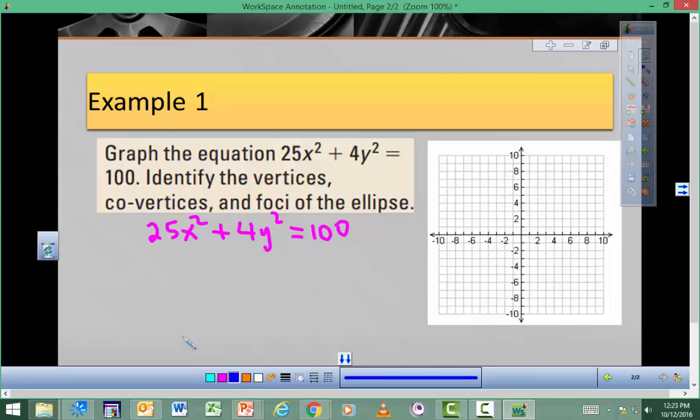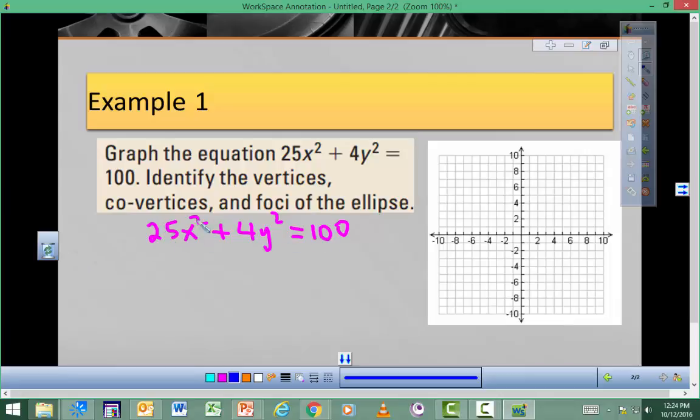Okay, the first thing I want you to notice is that this is not written in standard form. Someone please tell me, looking at your sheet, why this is not in standard form. Well, first of all, there's no numbers underneath. Oh, yeah, because the 25x. There's a 25 here, there's a 4 here, and there's a 100 over here. The standard form should have a 1 over here, doesn't it? Yeah. And there should be no number.